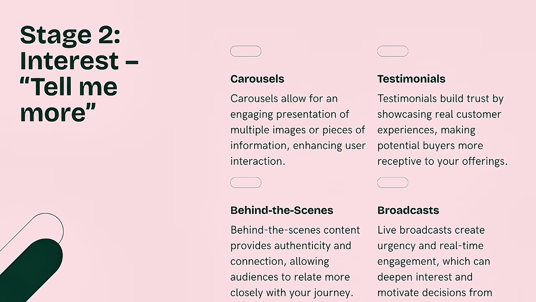Number 2, interest. Interest is like, they'll tell you, "Tell me more, I like this." This is where they stay longer and start paying attention. So interest is built with valuable carousel posts, your testimonials, your behind the scenes, your WhatsApp broadcast, your WhatsApp status, live training, your stories, your DM conversations, and freebies.